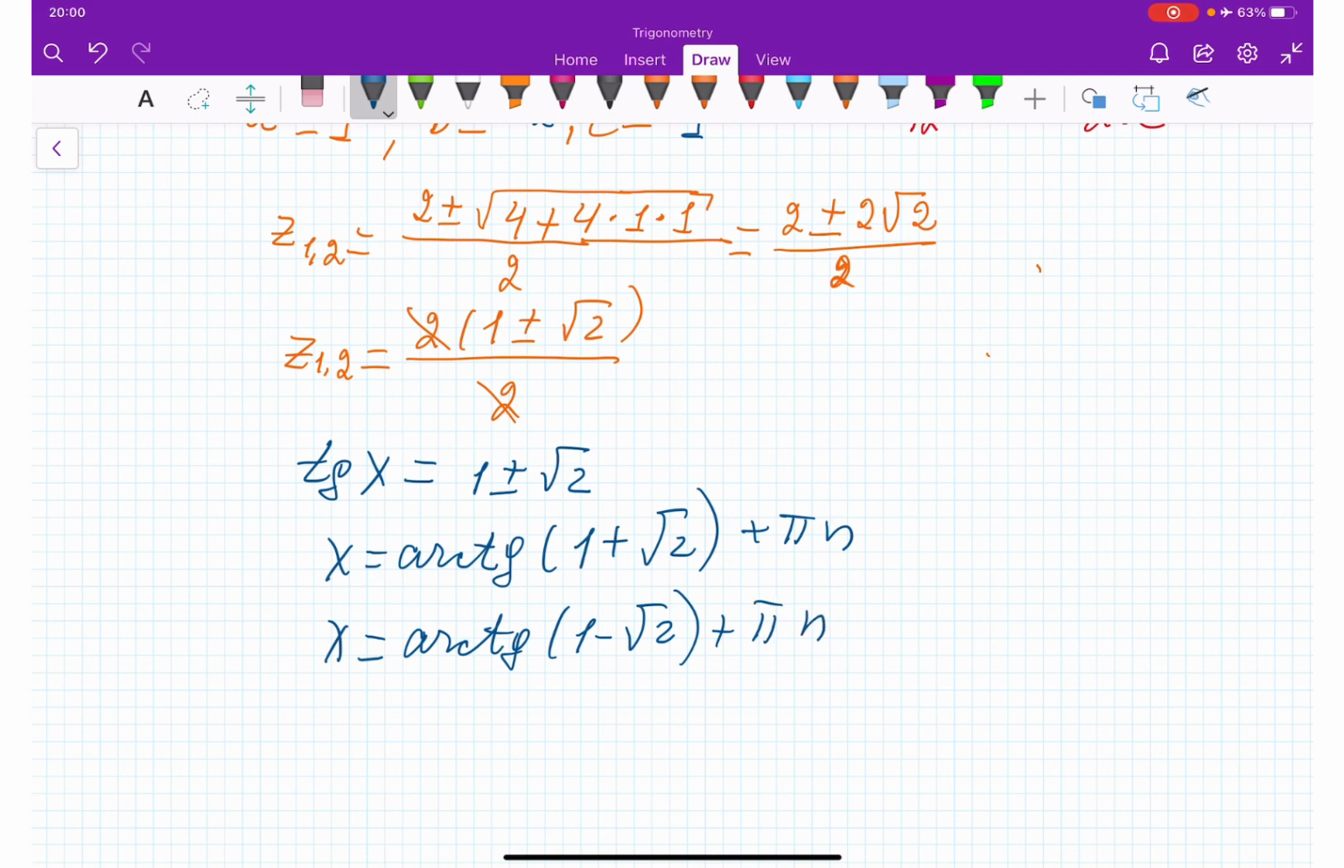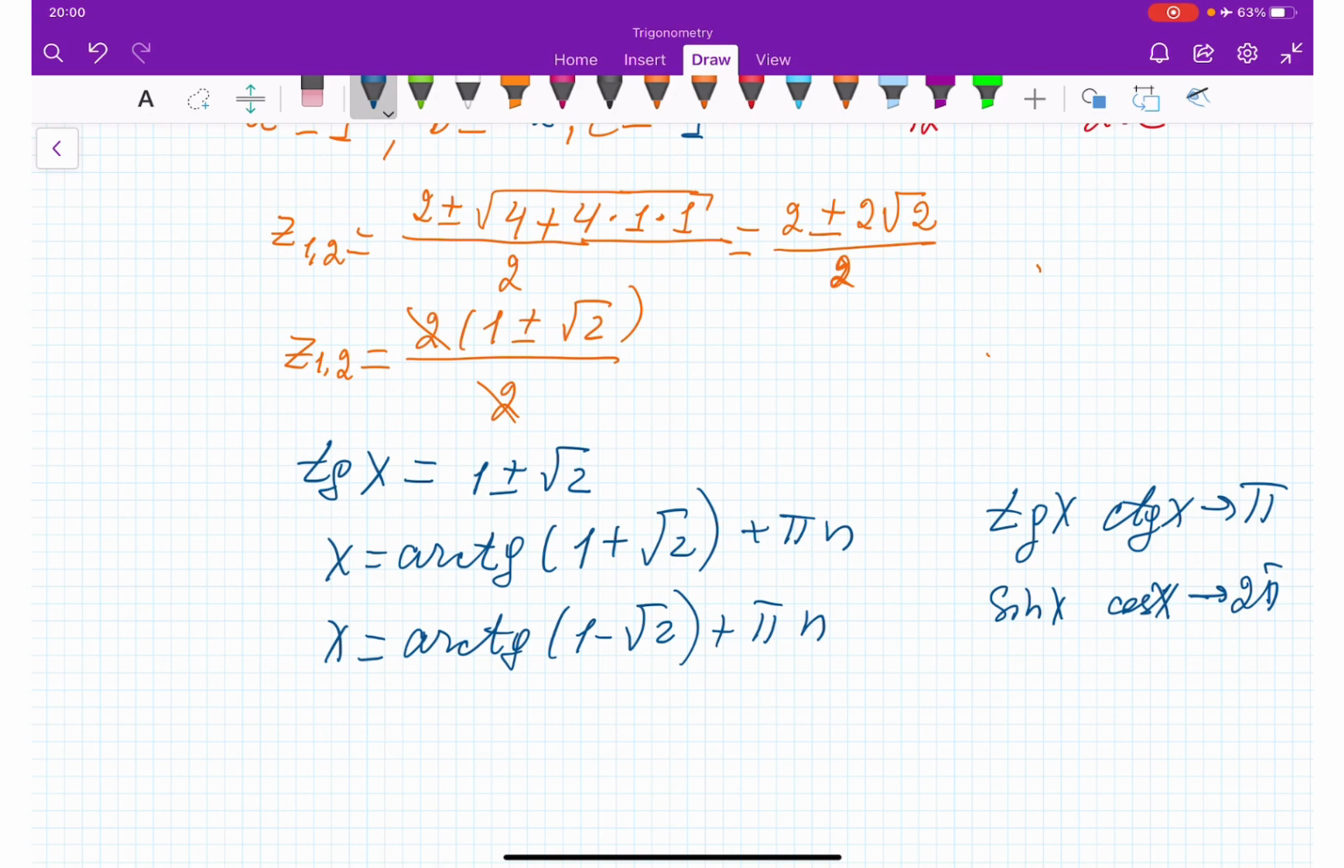Now, why did we use pi, not 2 pi? Because of tangent and cotangent. If you look at the functions, I have a video in Precalculus, and I'll put the link at the end of the video. The period for tangent and cotangent is pi. The period for sine and cosine is 2 pi. Okay, therefore we put pi n.